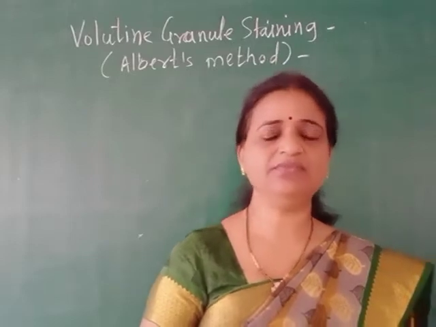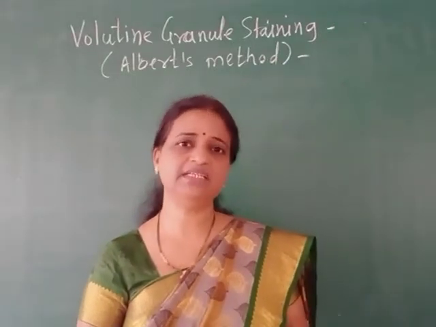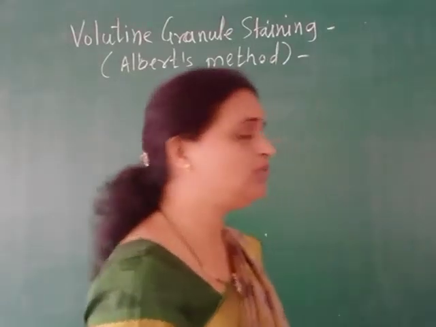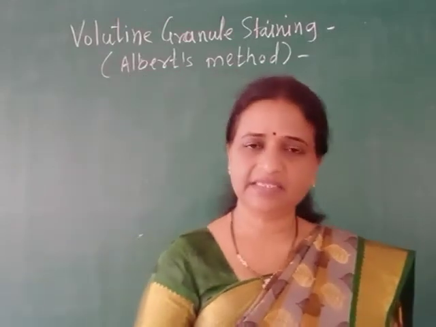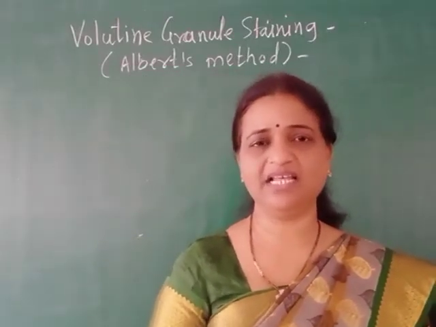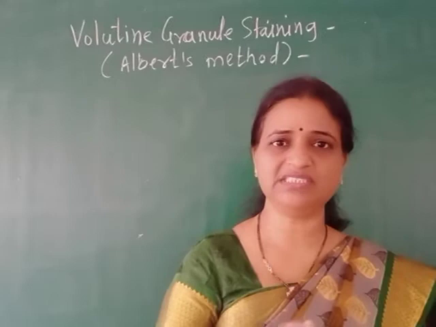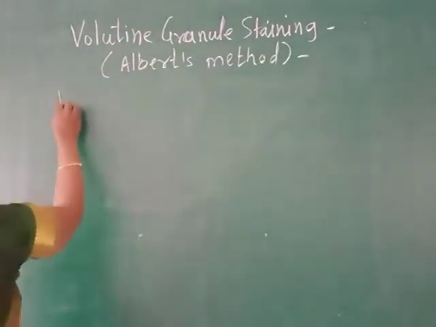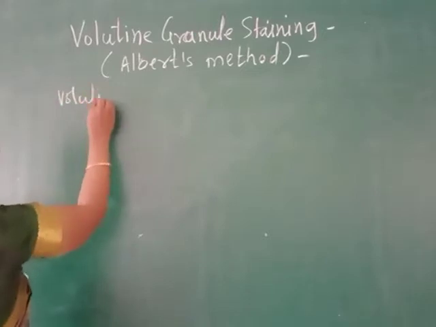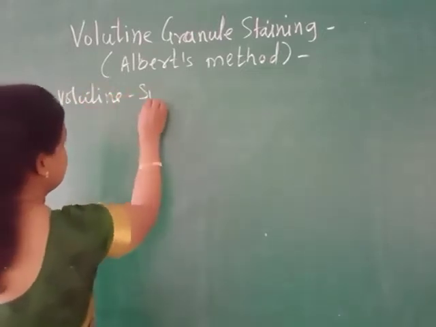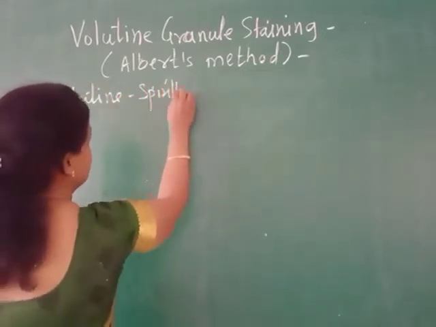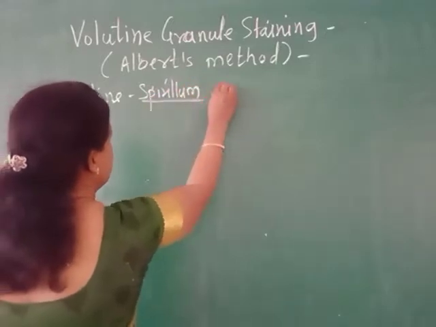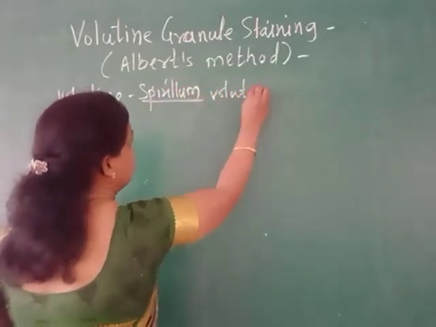Now before that we must know what are Volutin granules. Now here these Volutin granules are named by different names. There are a number of different names of the same granule. First, it is called Volutin granule because these granules were firstly observed in the organism Spirillum volutans. So these granules are named Volutin granules.